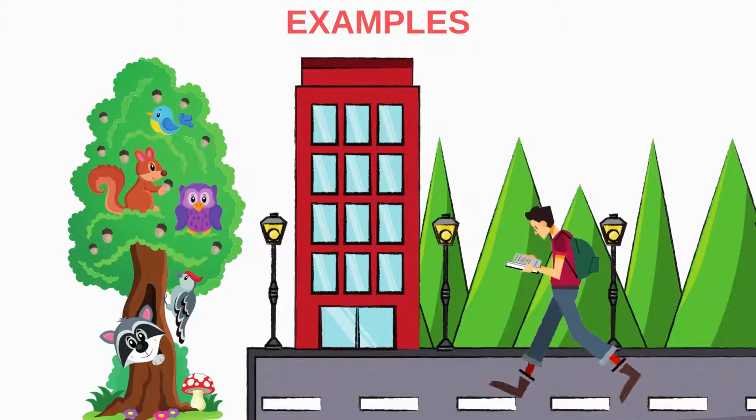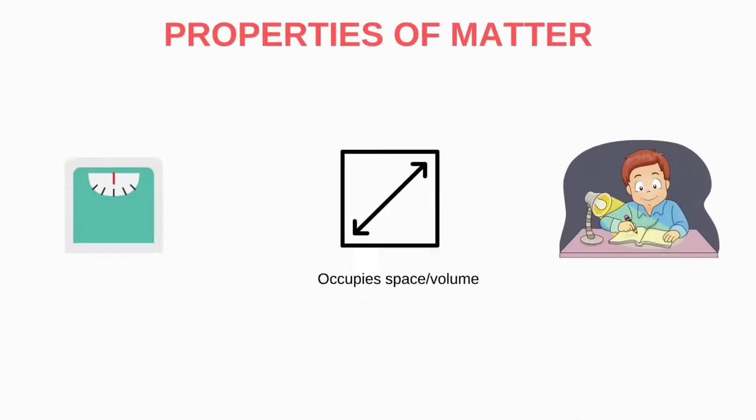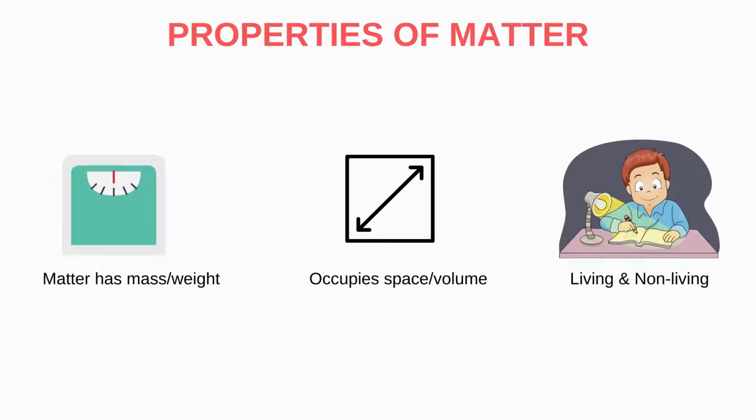Let's study its properties. First, matter has mass or weight. Next, matter occupies space or volume. Anything which is kept anywhere occupies space or some volume.